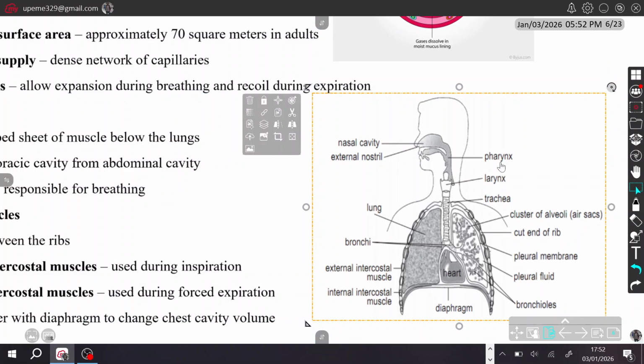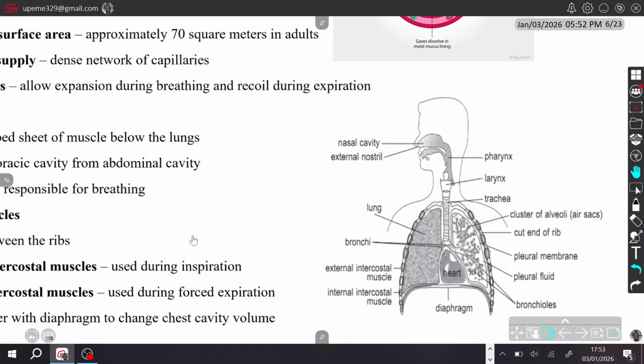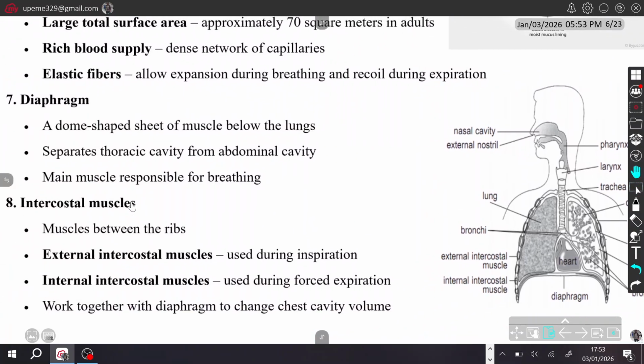Yeah, so this is our diaphragm that we are talking about. So now we are saying it is a dome-shaped sheet of muscle below the lungs. So this one separates thoracic cavity from abdominal cavity. So the thoracic cavity is a space where you find the lungs, okay, the lungs, the heart. Then the abdominal cavity is the space where you find the stomach and the intestine.